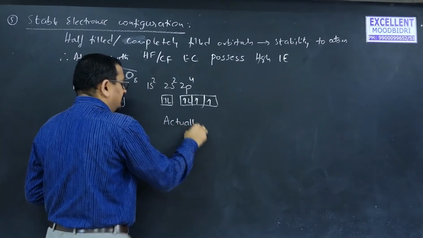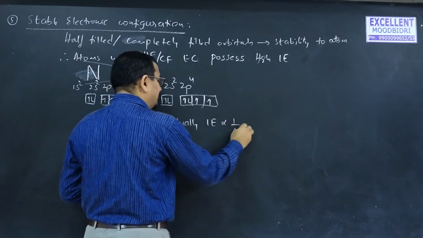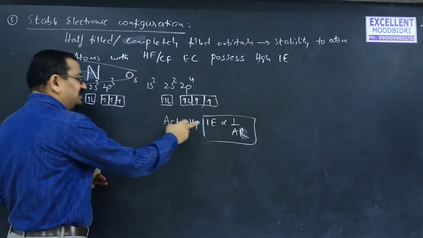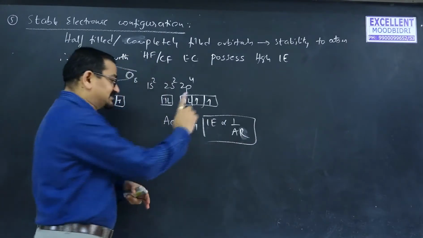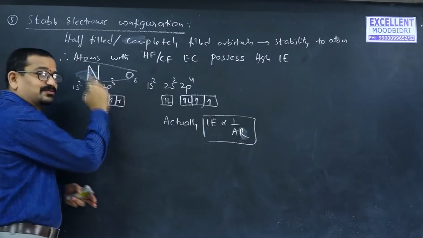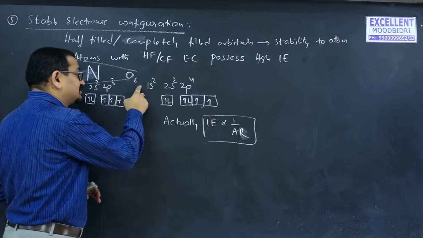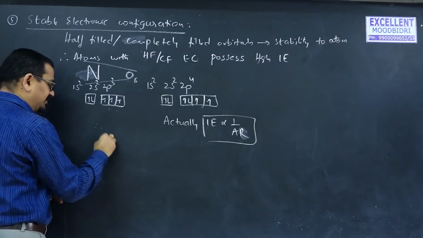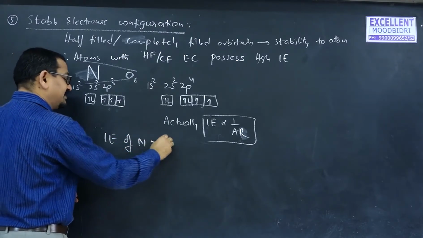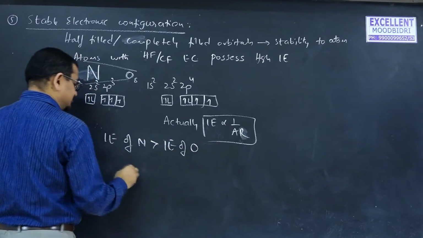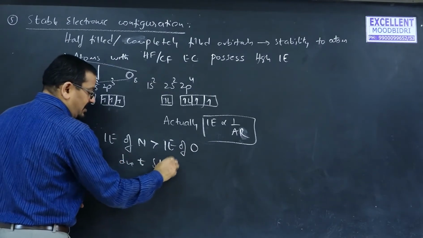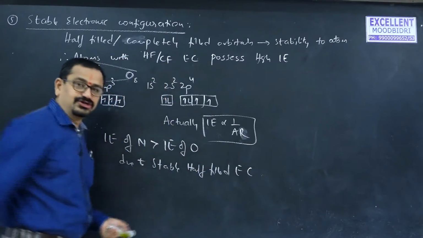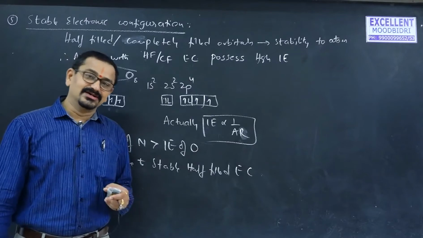So even though oxygen is smaller, actually we have a relation: ionization enthalpy is inverse to atomic size or atomic radius. You remember that? Just now we discussed it. Smaller the radius, more is the ionization potential. Oxygen is smaller than nitrogen, so the ionization potential of oxygen should be high. But because of stable half filled electronic configuration, the ionization potential of nitrogen is greater than that of oxygen.